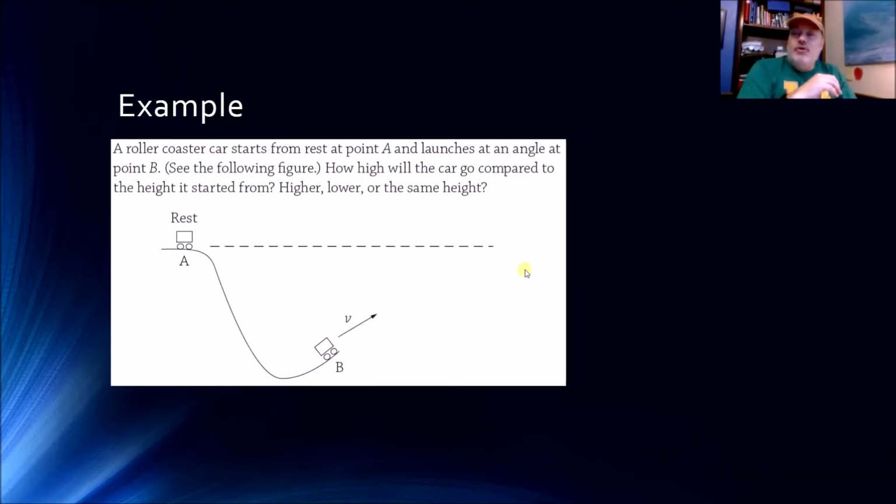All right, here we have a roller coaster car that starts from point A at rest. It launches at an angle at point B. How high will the car go? Will it go higher, lower, or the same height that it started at? Okay, think about that for a second.